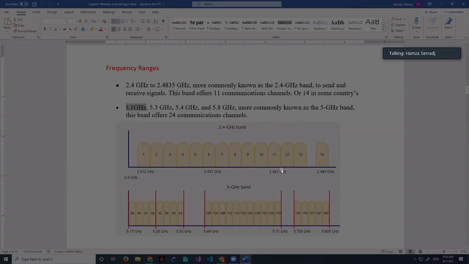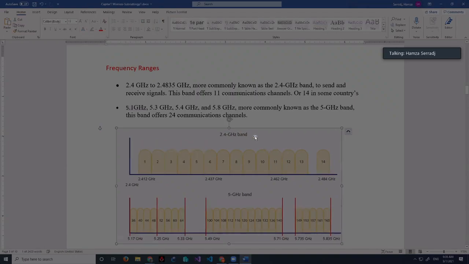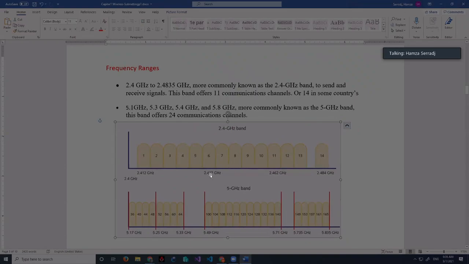When you go to the properties of any network card, Wi-Fi network card, you can choose which channel you want to work on, in which specific frequency range, see? So every 10 megahertz here, we jump to another channel. And the standard is usually 11. Some countries, they use till 14. So this is the first range of the Wi-Fi.